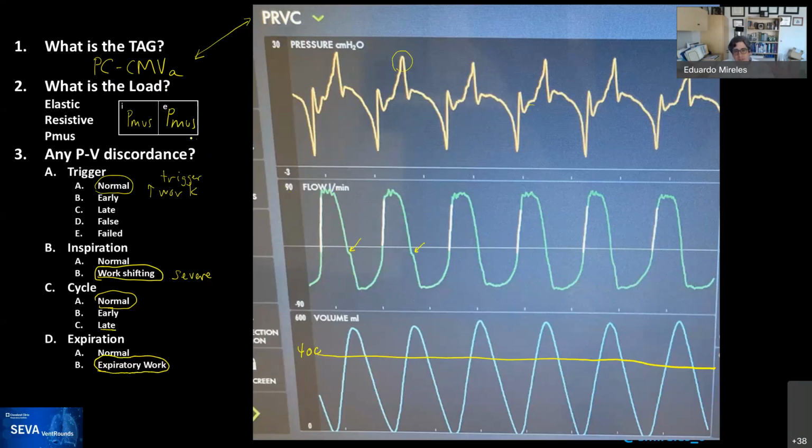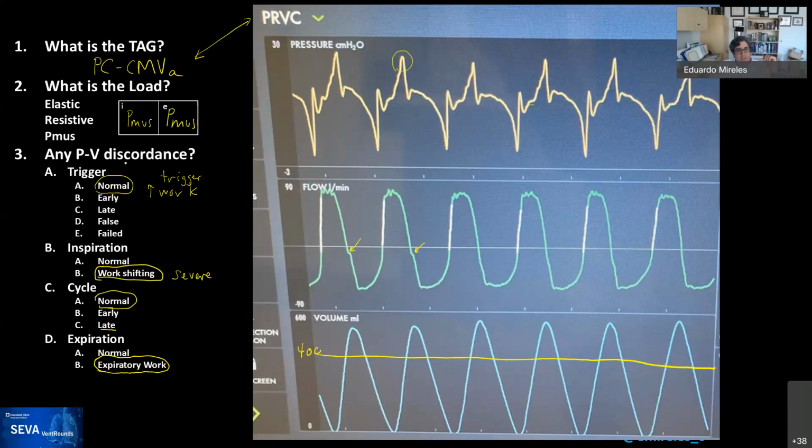Whenever there's PMUS, you cannot see the time constant. And if you cannot see the time constant in pressure control, then you cannot say if it's elastic or resistive. So in this patient, I'm blind right now. I know that he's doing a lot of effort. I don't know if this is elastic or resistive. I cannot tell from the waveform right now.